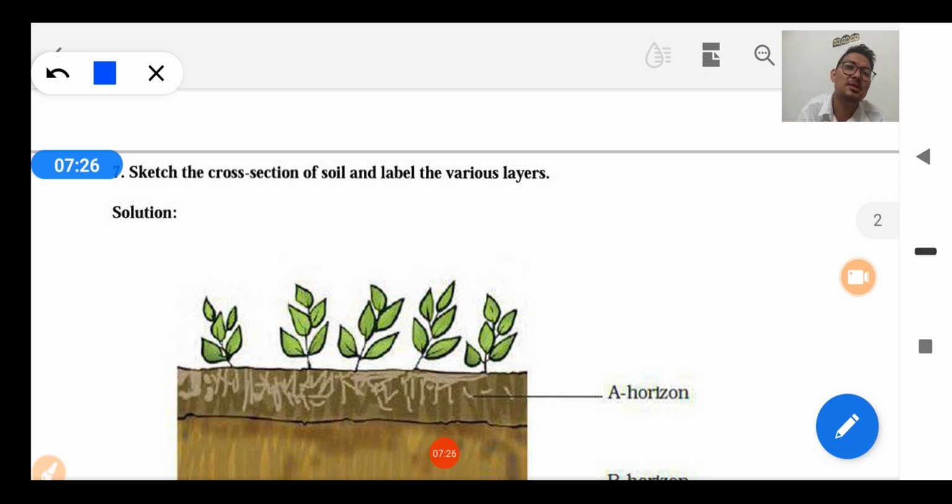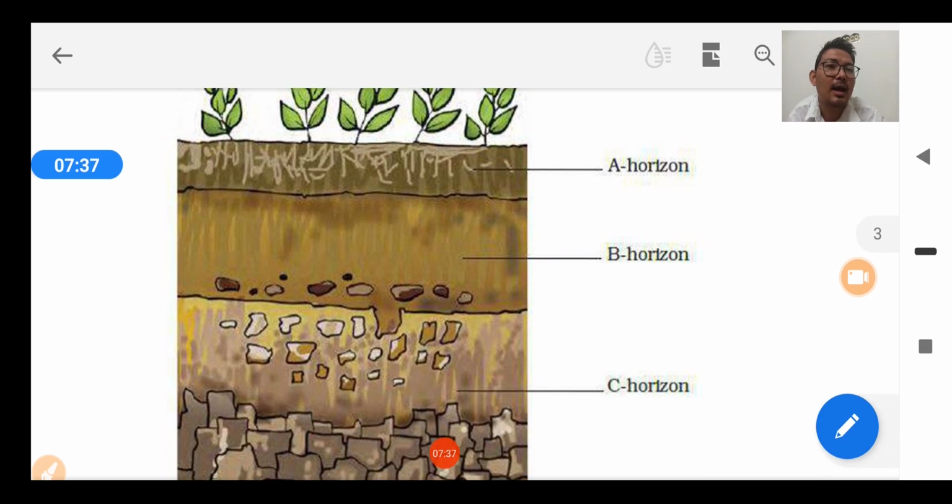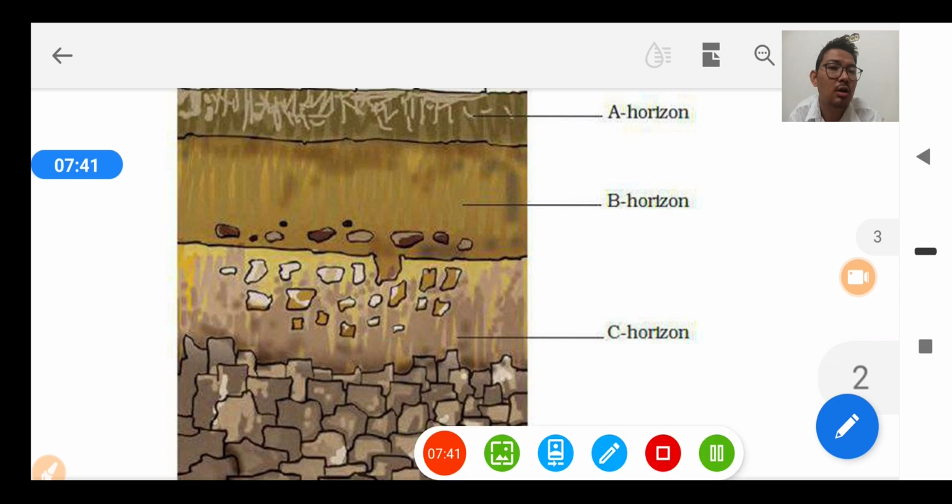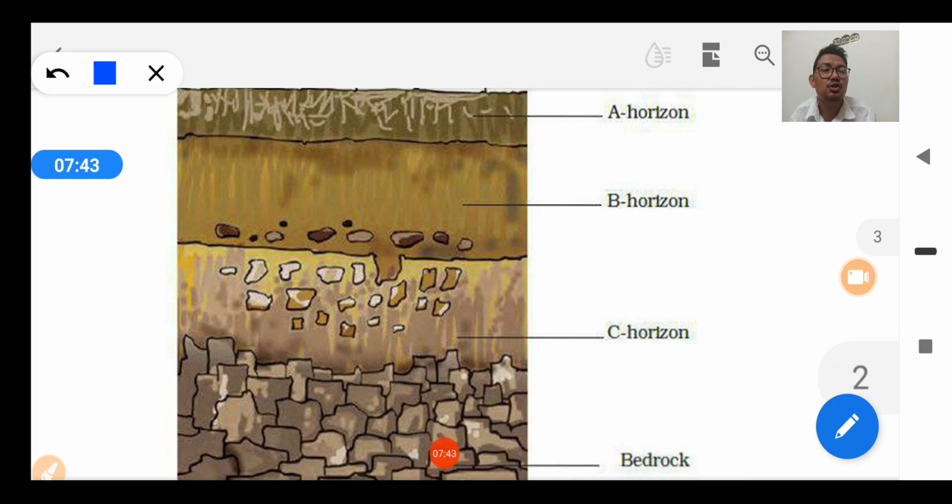So next question again is very easy. In the chapter we have already studied the sketch of the cross section of the soil and its different layers. This is actually nothing but soil profile, and there are a total of 3 horizons, and the last one is called bedrock. You can see clearly in the picture which is taken from the NCERT textbook, a horizon which is dark in color and is rich in humus. It is the fertile layer of the soil which supports a lot of vegetation.